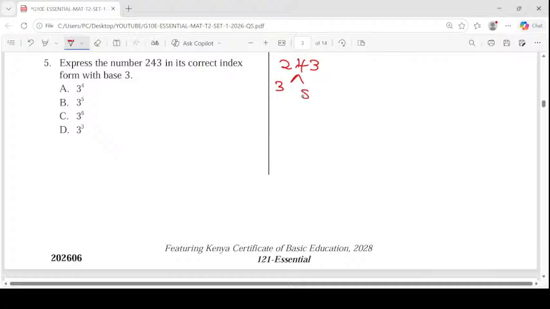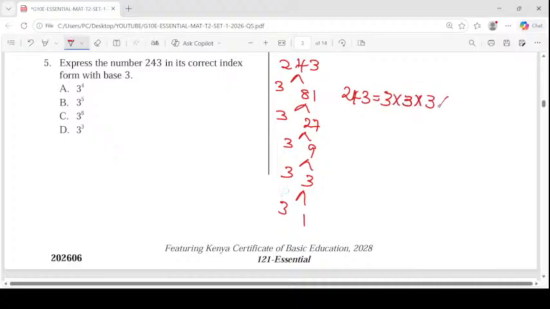3 gets here 81 times. 3 here is 27 times. 3 here is 9 times. 3 into 9 is 3. 3 here is 1. So 243 is like saying 1, 2, 3, 4, 5: 3 multiplied by 3, multiplied by 3, multiplied by 3, multiplied by 3.